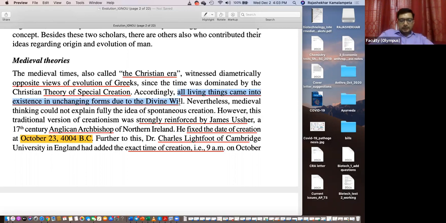Interestingly, they even went further to tell when God created them. For example, James Ussher was a 17th century Anglican Archbishop from Northern Ireland. He even fixed the date. He said creation happened on October 23rd, 4004 BC.